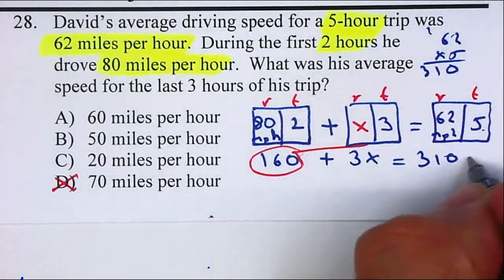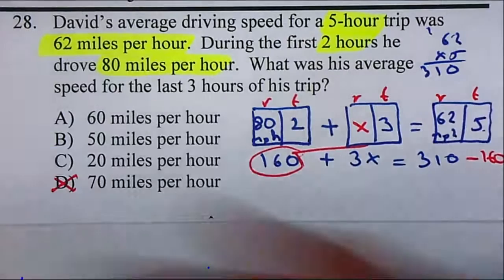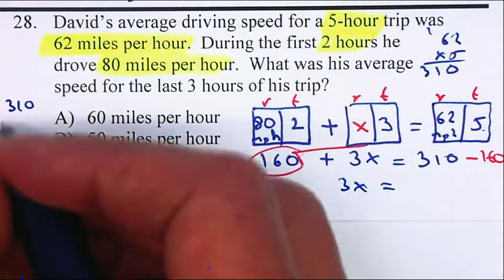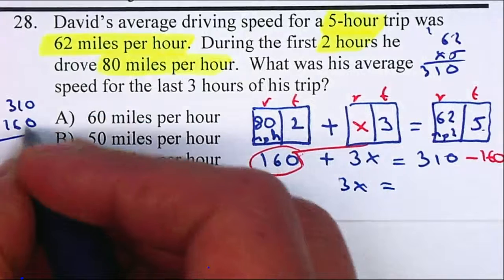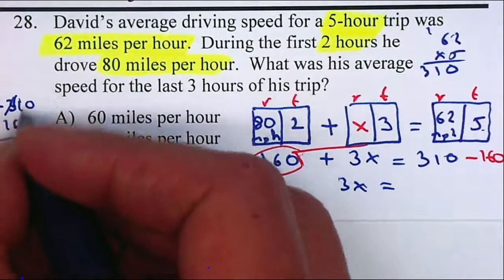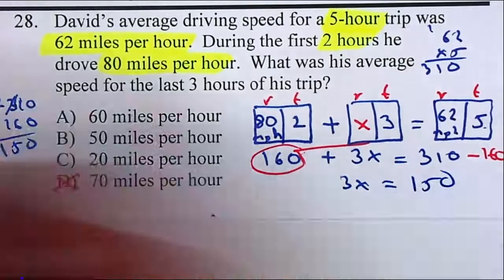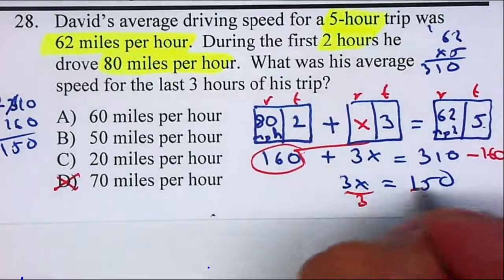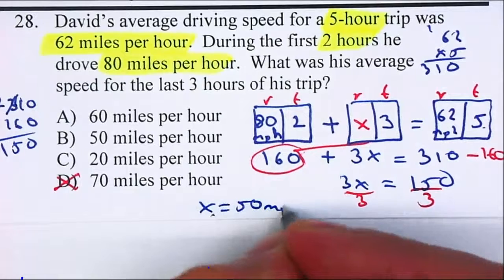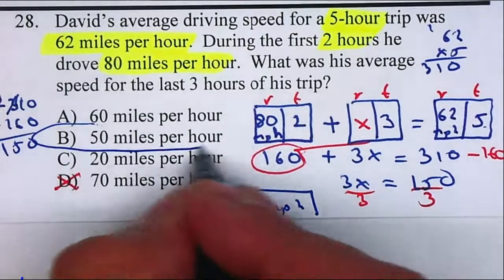Move the 160 to the right, becomes a negative 160. So it gives me 3x is equal to 310 minus 160. That's 0, borrow 1, that's 11, that can be 5, 150. So that's 150. We divide by 3, so therefore x is equal to 50 miles per hour. That's how fast it was going during the last 3 hours. And that kind of makes sense.